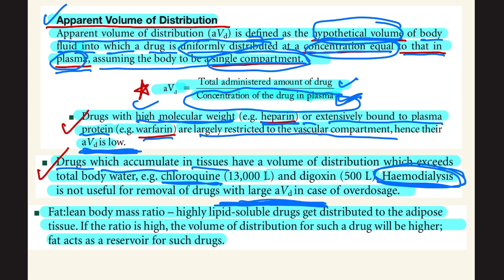And fat to lean body mass ratio: suppose the fat is more, and there are drugs which mostly have an affinity towards adipose tissue. In that case, the apparent volume of distribution will increase if the individual has more adipose tissue or more fat. So that is basically about the fat to lean body mass ratio.